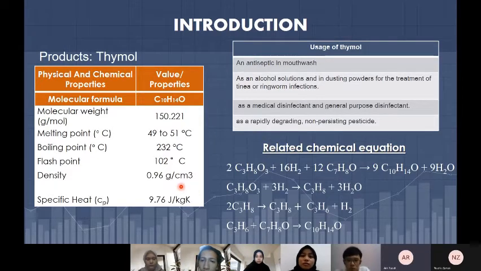So the usage of Thymol is as an antiseptic in mouthwash and as an alcohol solution, and in dusting powders for the treatment of tinea or ringworm infections, and as a medical disinfectant and general purpose disinfectant, and also as a rapidly degrading non-persisting pesticide. And the related chemical equations are shown below, which are hydrodeoxygenation, deoxygenation, and also alkylation chemical equations.